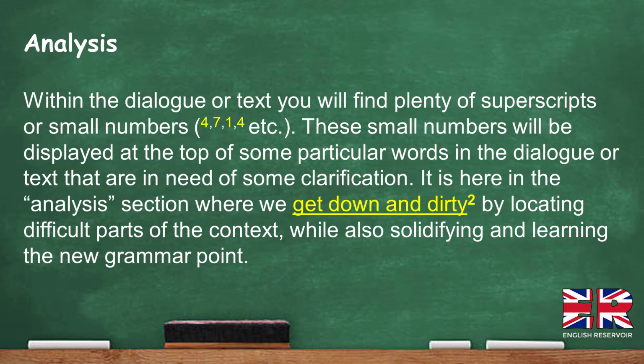Analysis. Within the dialogue or text, you'll find plenty of superscripts or small numbers, 4, 7, 1, 4, etc. These small numbers will be displayed at the top of some particular words in the dialogue or text that are in need of some clarification. It is here in the analysis section where we get down and dirty by locating difficult parts of the context, while also solidifying and learning the new grammar point.